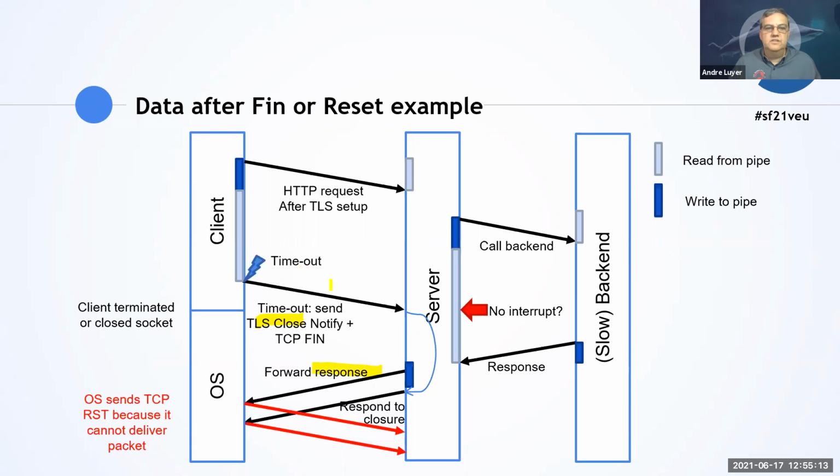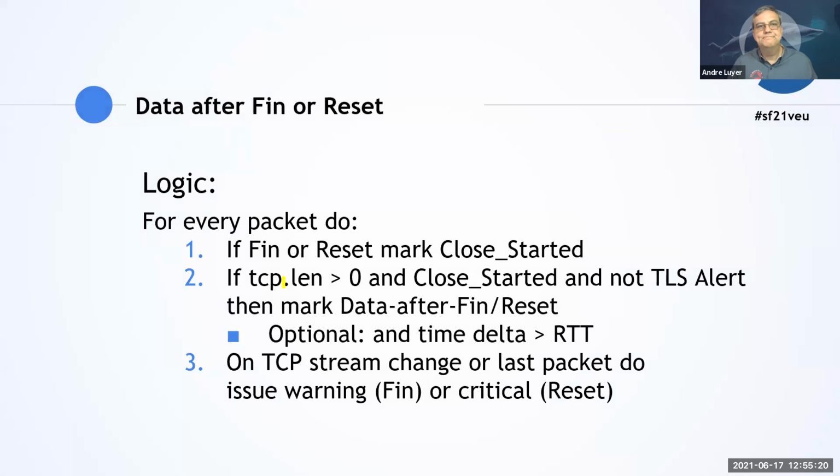Other reasons it could be, of course, that there is a small time delay and the round trip time. That's normally not the case. So how do you catch that one? Well, for every packet, look for the FIN or reset. If that's present, mark the close started phase. Then the next packet, if the length is greater than 0, so there is data on TCP level, and the close started and it's not an alert, then mark that it is data after a FIN or reset.